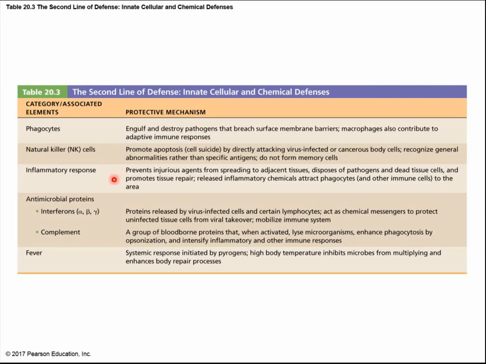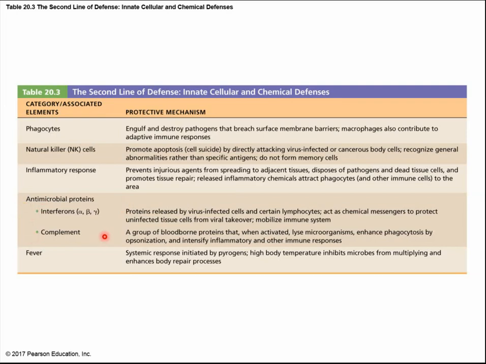Okay, so the injured tissue cells are going to release those inflammatory chemicals like histamine that work as attractants for the phagocytes. So the phagocytes know where exactly they need to go. Okay. Antimicrobial proteins, the interferons and complement. Okay, so interferons are going to interfere with virus reproduction. Okay, so infected cells kind of warn neighboring cells to produce those antiviral proteins.